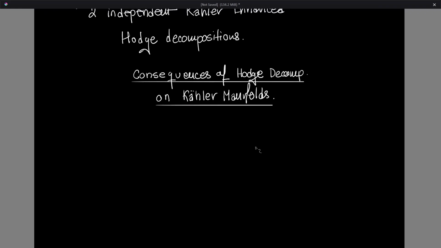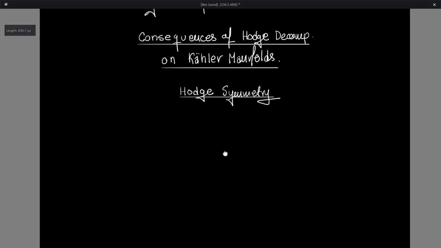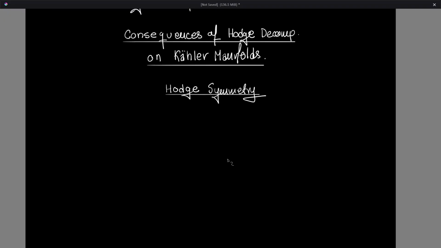Right, so the first result that we're going to look at is called Hodge symmetry. And this is going to be a symmetry in the Hodge numbers of a Kähler manifold. And in order to establish why this happens, let's first look at the conjugation behavior of the Dolbeault operators.